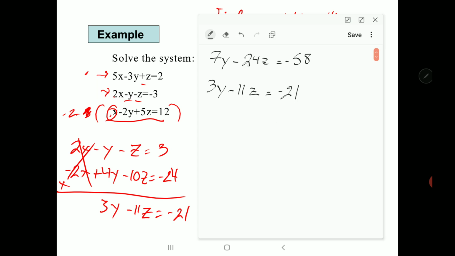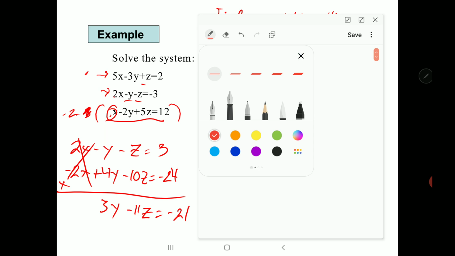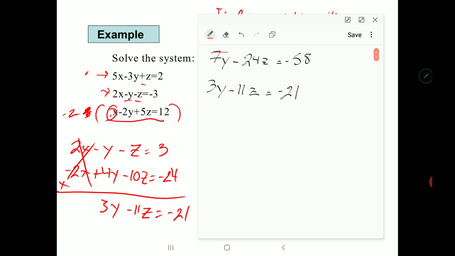So I'm probably not going to get rid of the z's. It's going to be easier to get rid of y's. And again, if you can't think of anything else to do, what you're going to do is multiply by the other number. But if they have the same sign, one of them has to be negative. So I'm going to multiply this top row by negative 3 and this bottom row by 7. That way, my y's are going to cancel out.